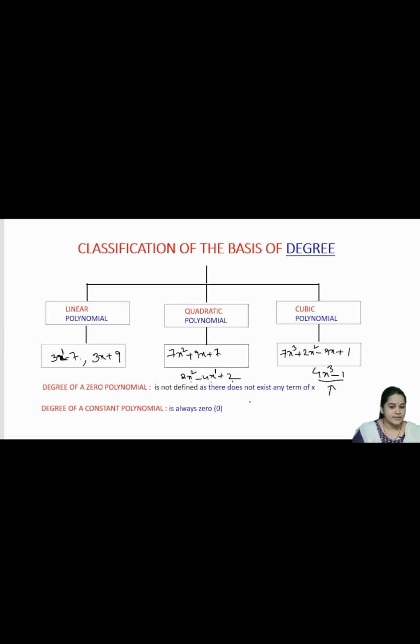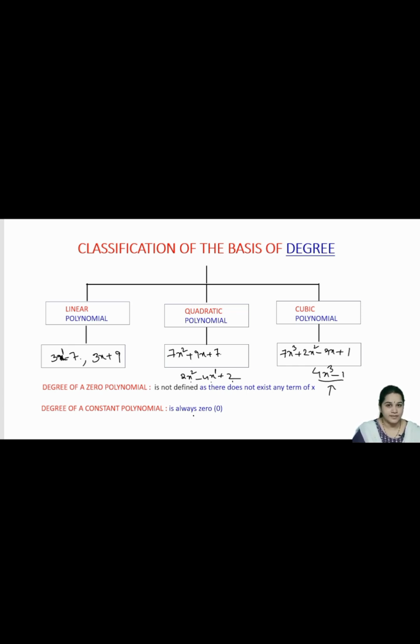Degree of a zero polynomial. Zero polynomial is nothing but 0, right? Zero polynomial doesn't have any x term. It doesn't have any x term because it can be written as 0 into x square, 0 into x and 0. All the x terms will vanish so that it is not defined. The degree of a zero polynomial is not defined, as there does not exist any term of x.